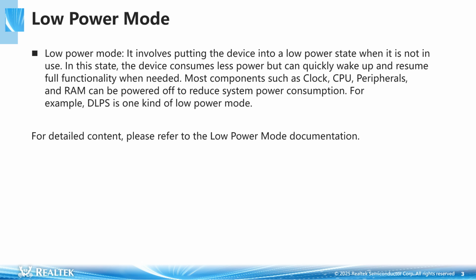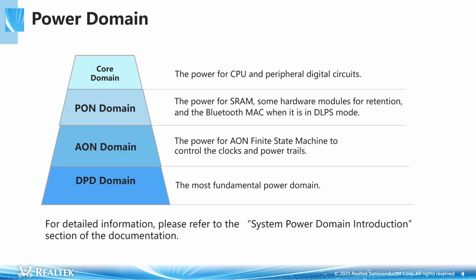The documentation for low power mode provides a detailed introduction to the low power mode. Here, I'll just give a brief overview of the contents included in the document. Our system has a total of 4 power domains: DPD domain, AON domain, PON domain, and core domain.